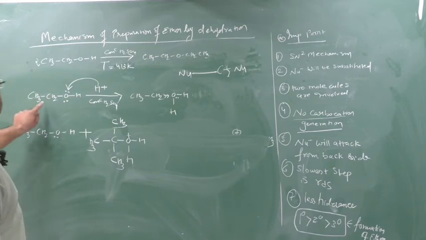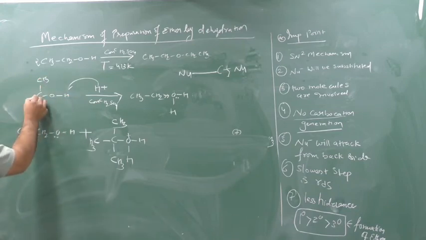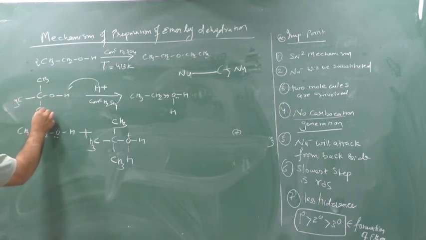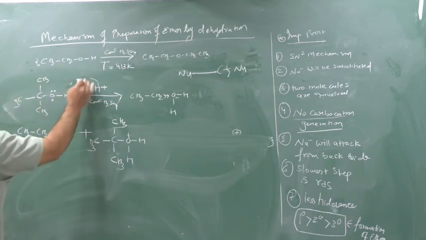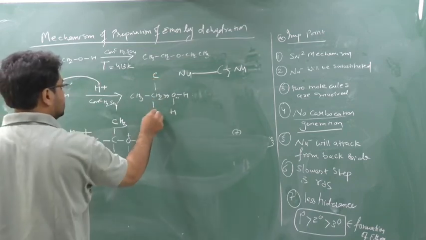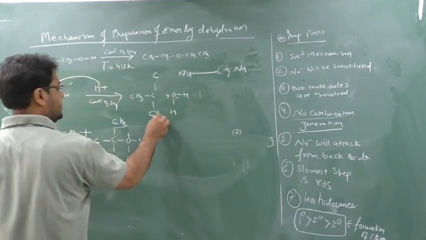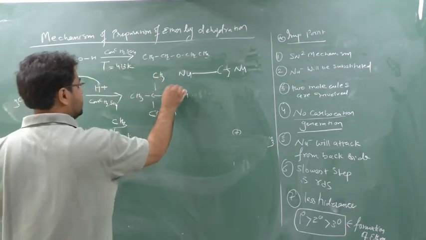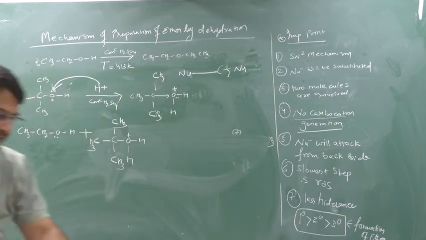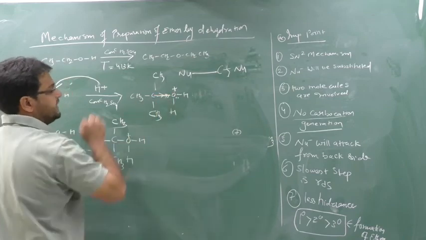Now see, instead of 1 degree alcohol I would have taken 3 degree alcohol. So see what changes will occur. C, O, H, here CH3, here CH3, here CH3, and here 2 lone pairs. So this H plus will go here, and a 3 degree carbocation will be generated, C with CH3 groups and the plus charge. So now I cannot take the electron from this carbon, because a 3 degree carbocation will be generated.